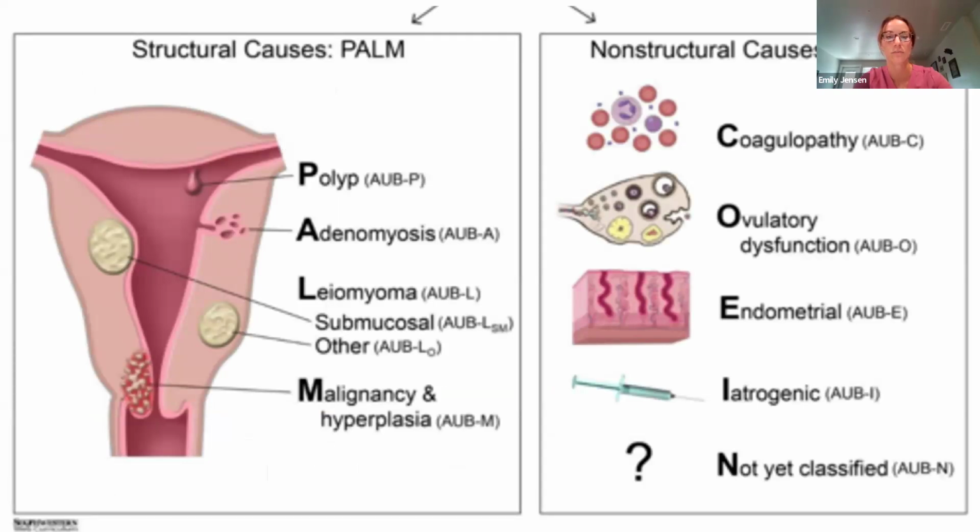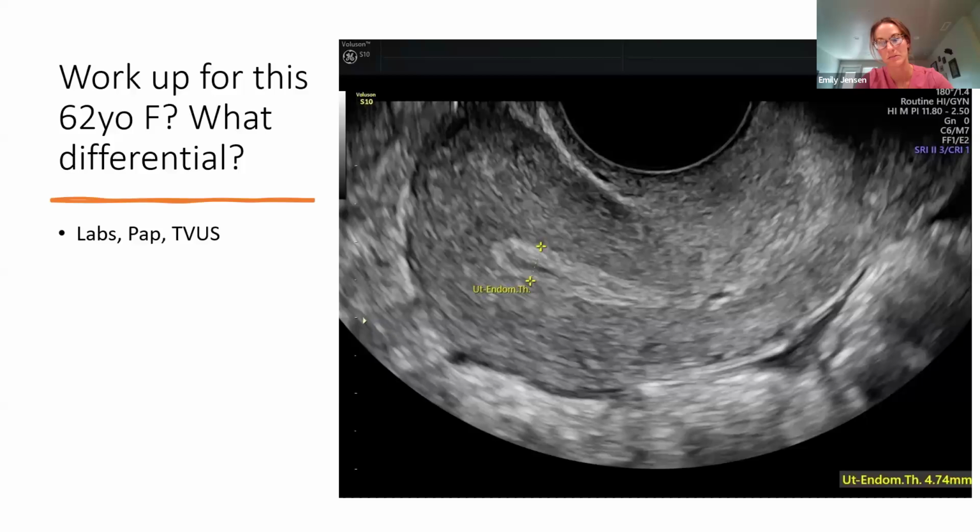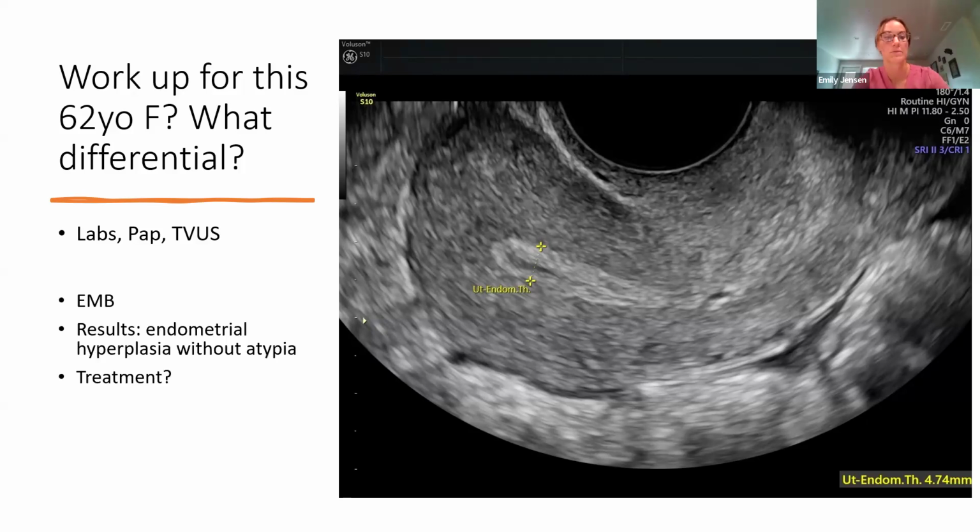So kind of thinking with this patient, structural causes first, and then that workup we went through, right? So what's your differential? What are you thinking about with this patient? Be thinking about that. So you do the labs, you do a PAP, you do a transvaginal ultrasound, and she shows this: 4.74, which is greater than 4, which is the cutoff I use personally. So we went ahead and did an endometrial biopsy of this tissue, and you got endometrial hyperplasia without atypia.